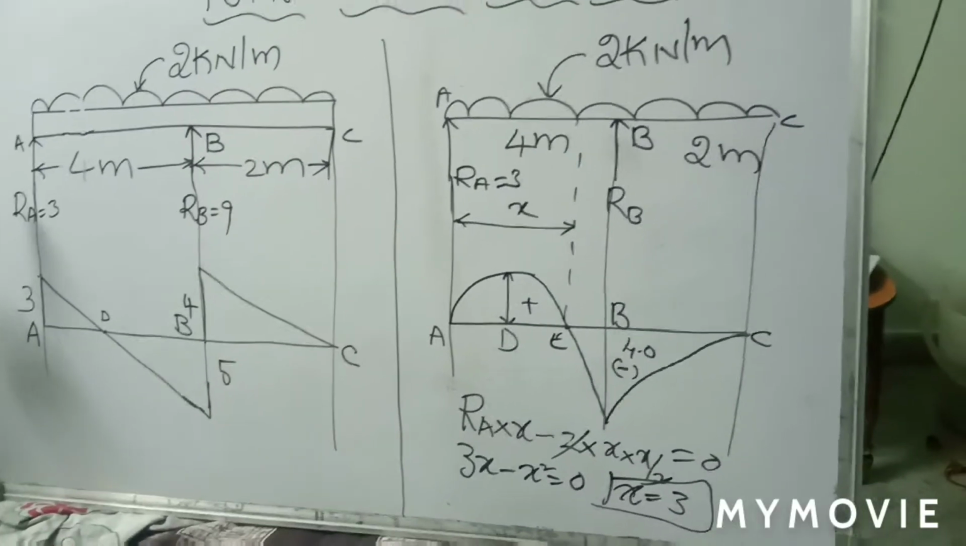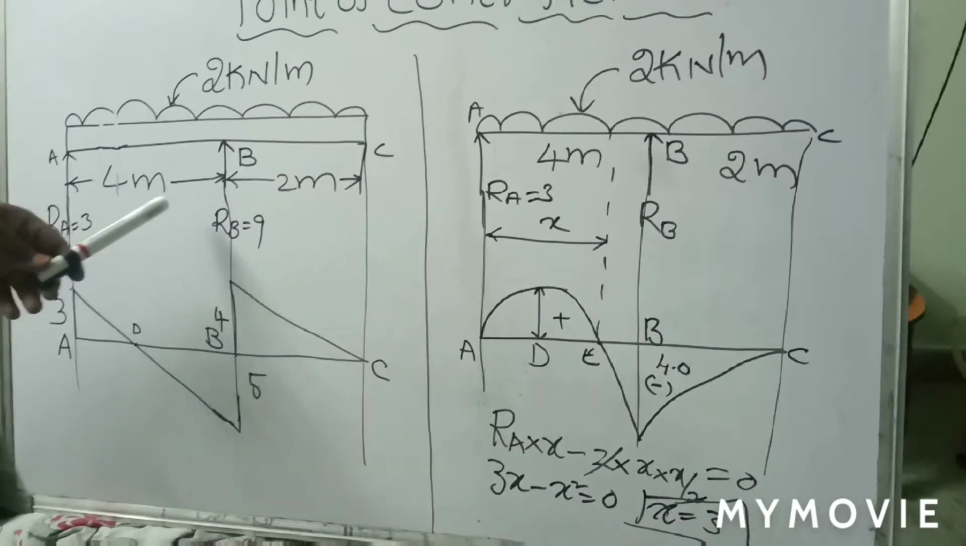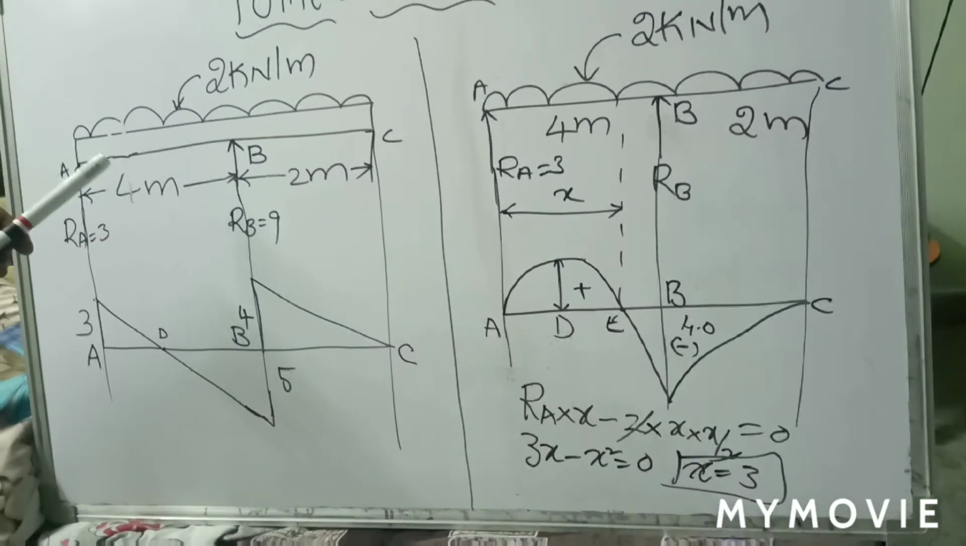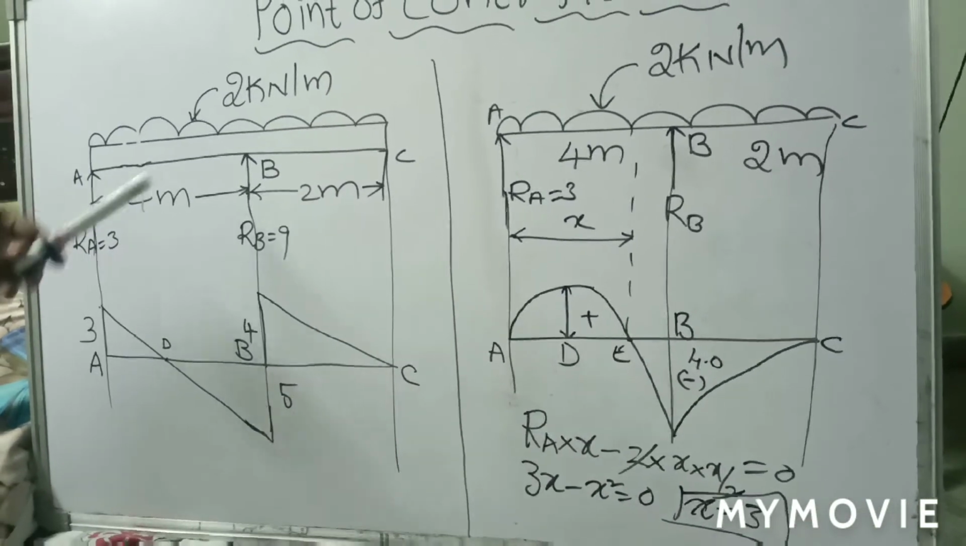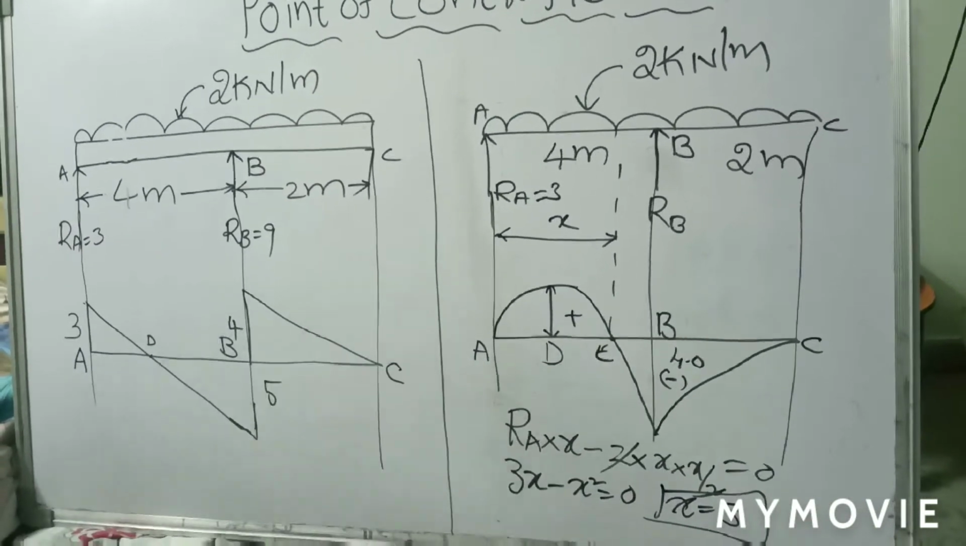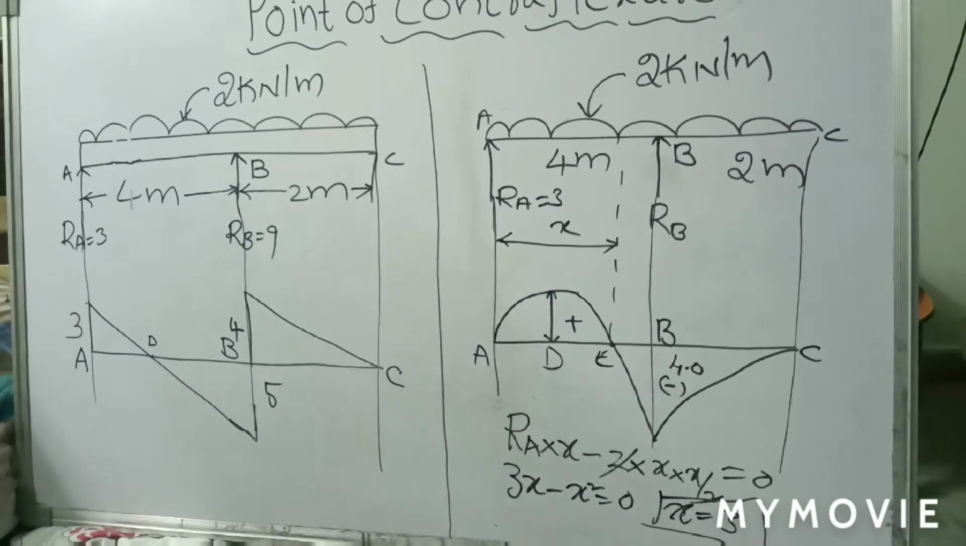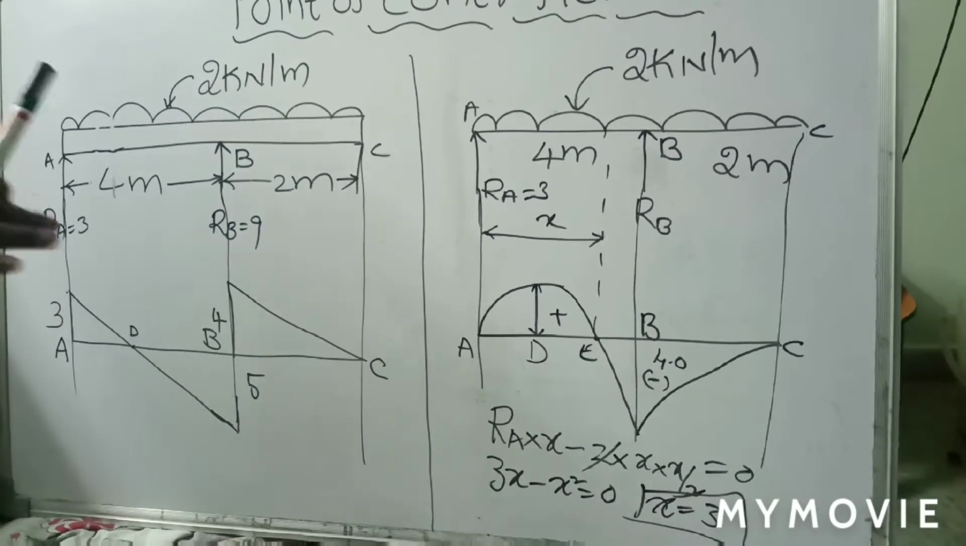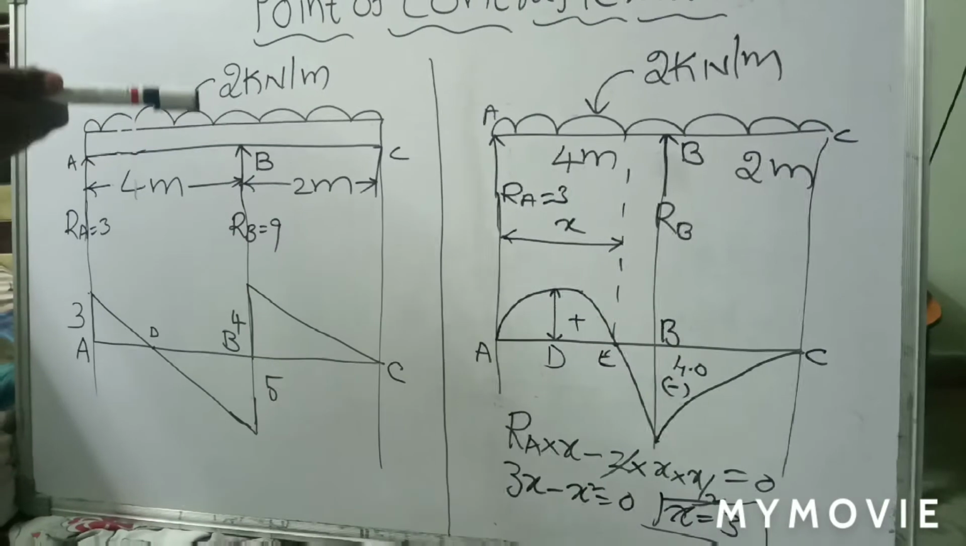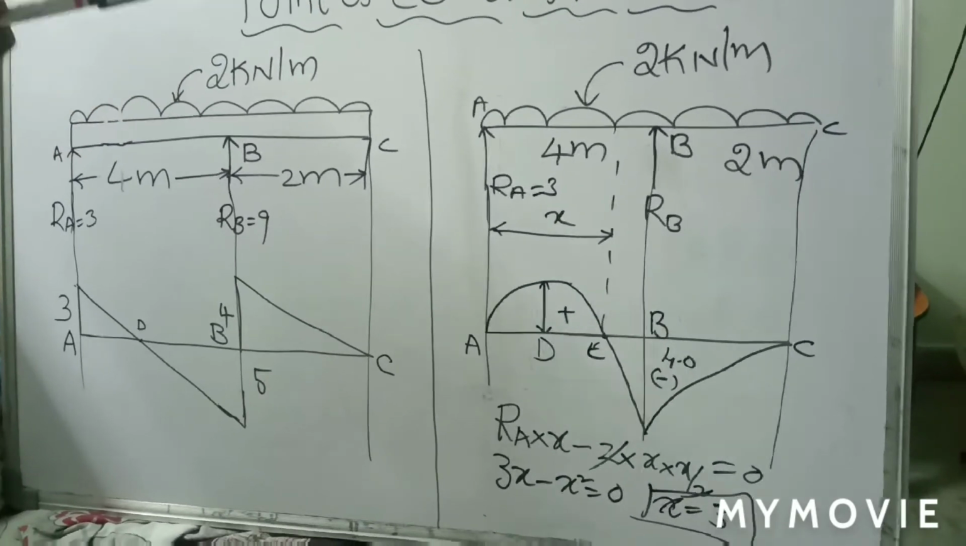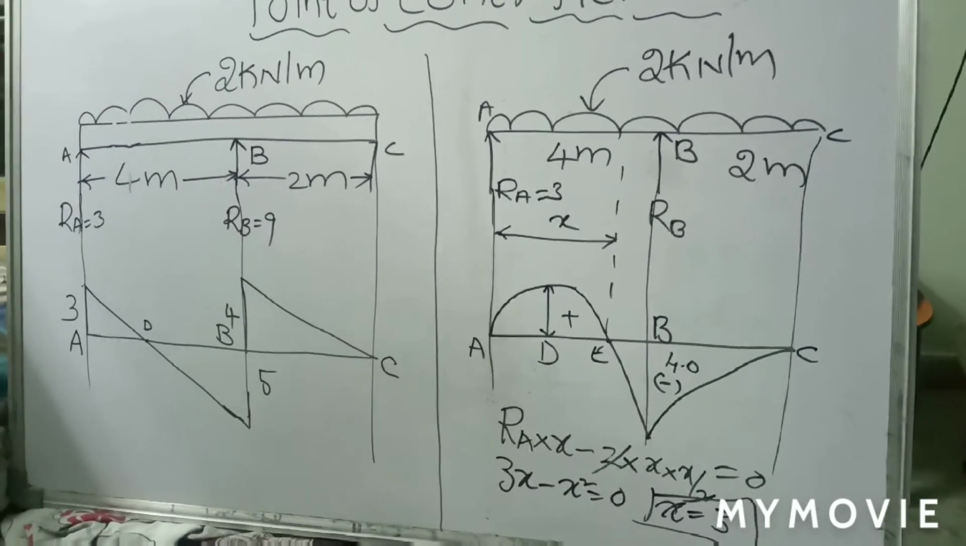First you have to calculate the forces RA and RB, like we did in the previous problem. Then draw the shear force diagram, then the bending moment diagram. Here the point is the point of contraflexion, that is our only focus. Later we will discuss how to calculate point of contraflexion problems. First, the concept of point of contraflexion.